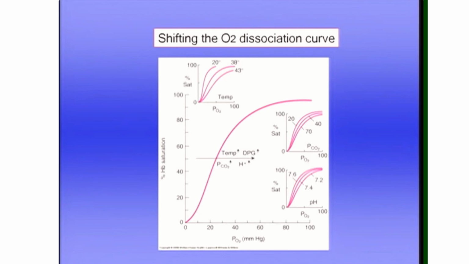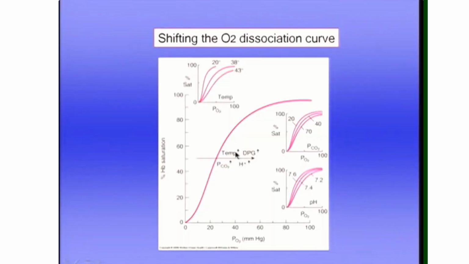And it turns out that there are 4 factors that shift the curve to the right or reduce the oxygen affinity of the hemoglobin. Those are temperature, PCO2, hydrogen ion concentration, and 2,3-diphosphoglycerate. So if we have an increase in temperature, an increase in PCO2, an increase in hydrogen ion concentration, the curve shifts to the right, and the various plots are shown here.